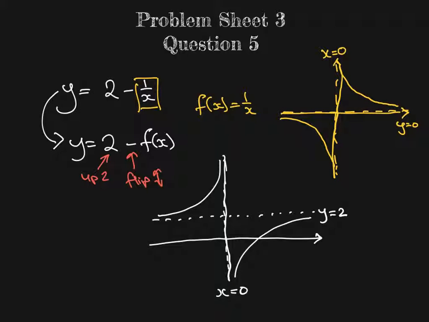Final job, we just need to find this axis intercept here. We're looking at where the graph crosses the x-axis, so that's when y is 0. So we go back up to our function notation and replace y with 0 and solve the resulting equation. 0 is 2 minus 1 over x, 1 over x is 2, x is a half. And so now we have completely finished our sketch of this function.